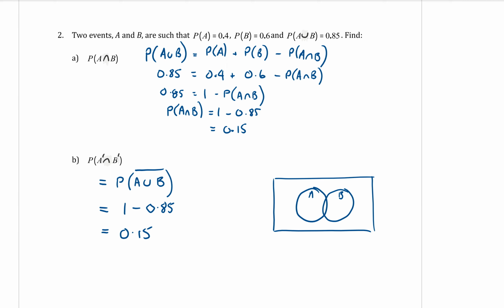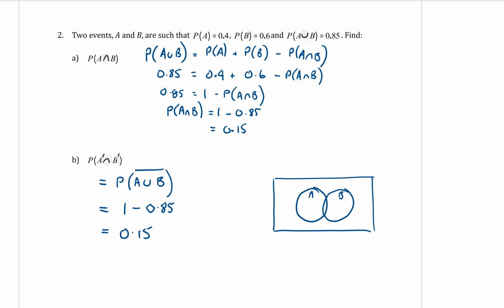Why is it always 1? Because probabilities, unless they're percentages, always add up to 1. So a complement of something is always 1 minus, isn't it? So when I roll a 6 on a dice, the probability is 1 out of 6. Not rolling a 6 on a dice is 5 out of 6. It's 1 minus that. Yeah?